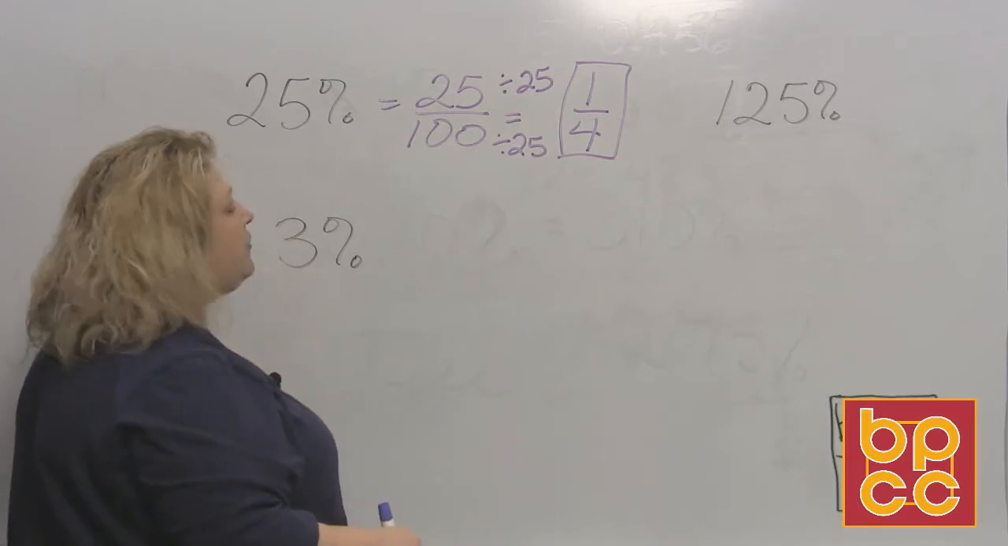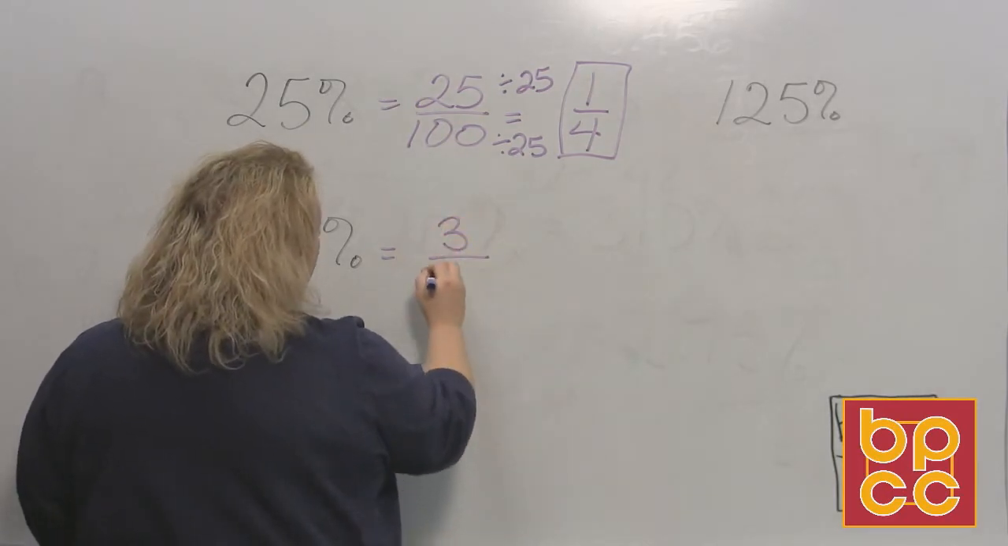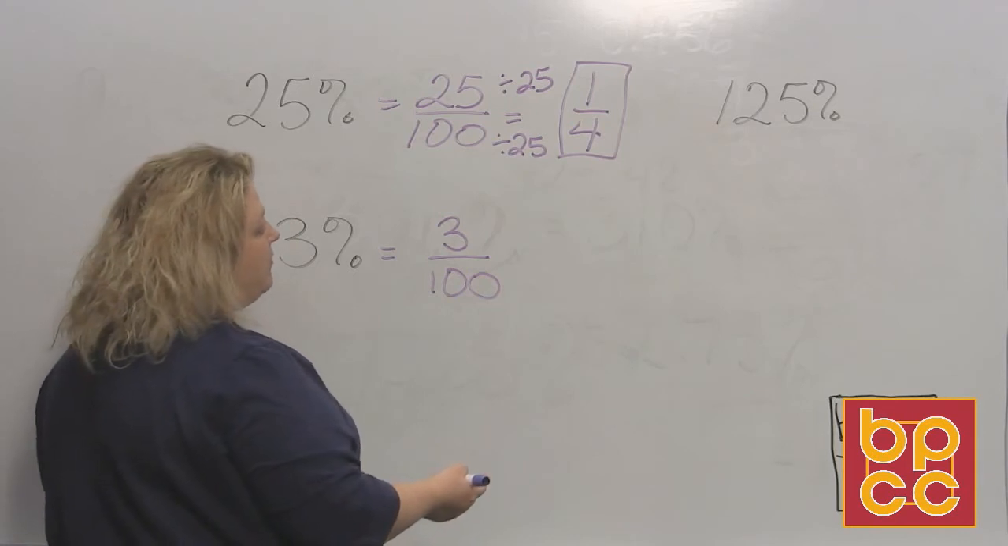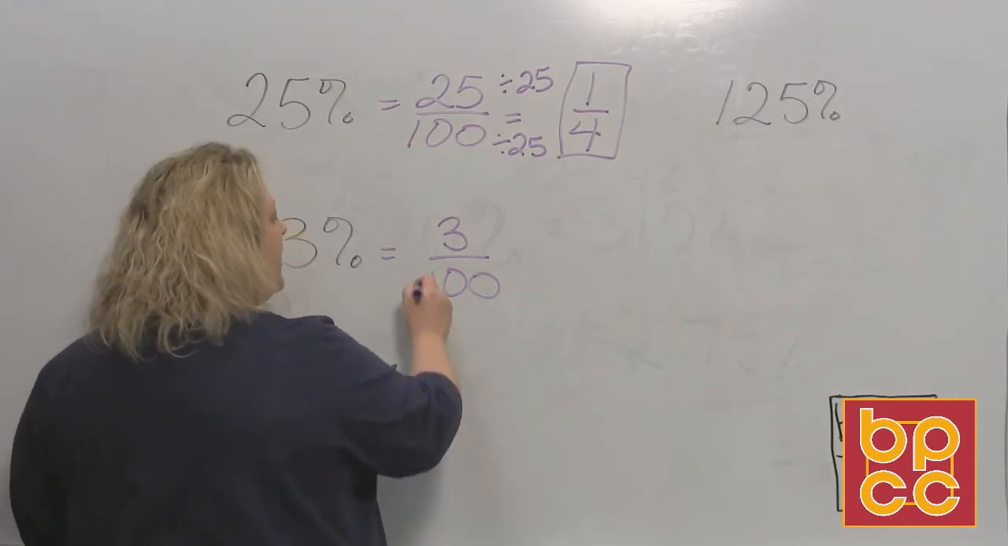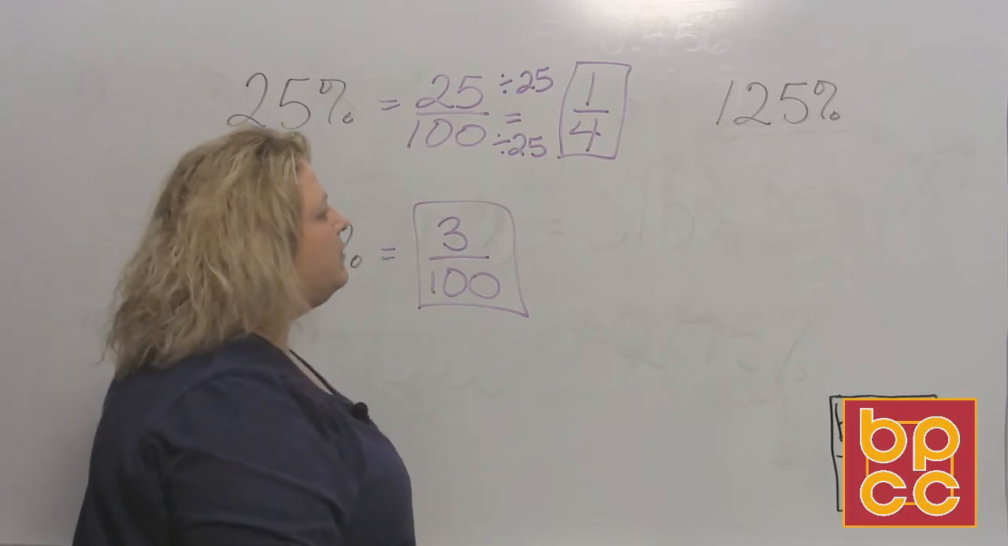Okay, the next one, 3%. I take the number 3, I stick it over 100. Can I reduce that? No, I can't, because 3 is a prime number. It has nothing in common with 100, so that's it, 3 out of 100.